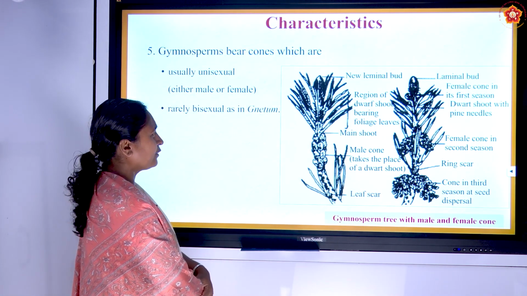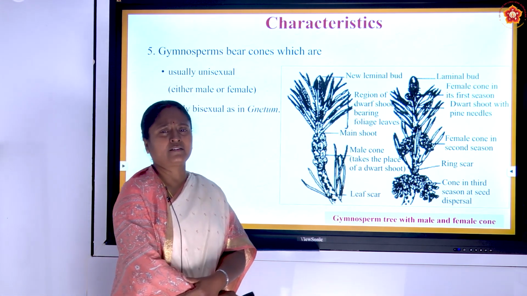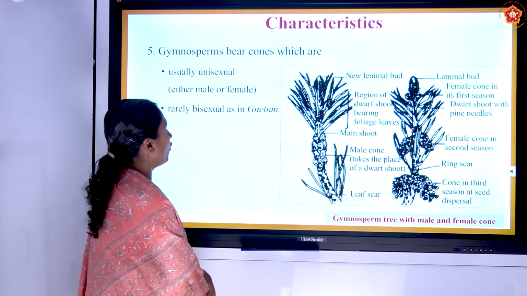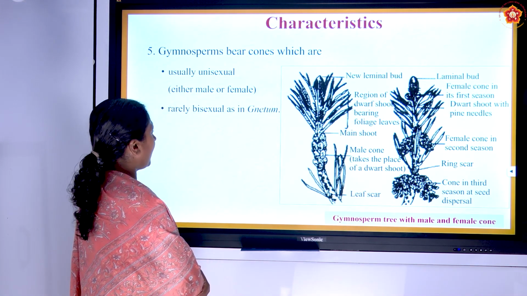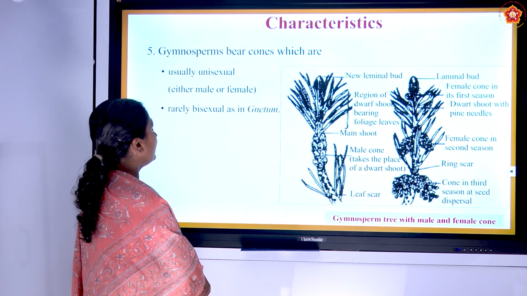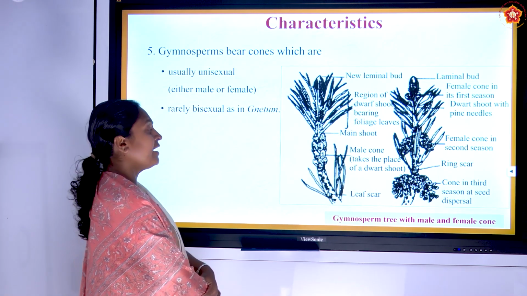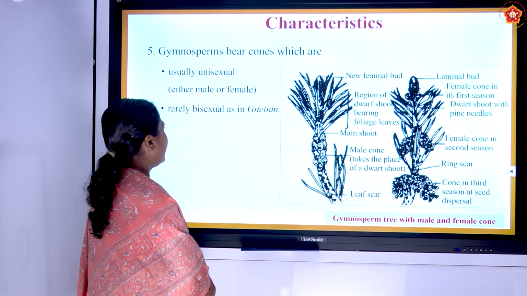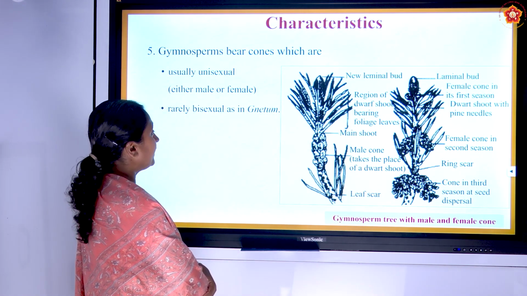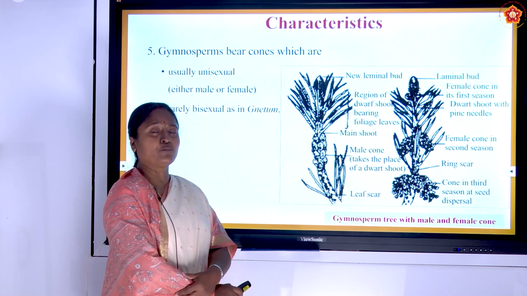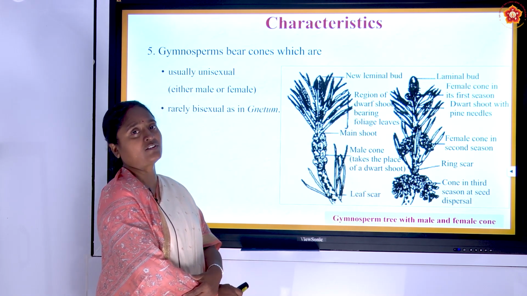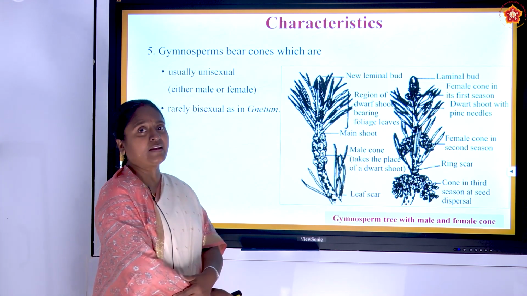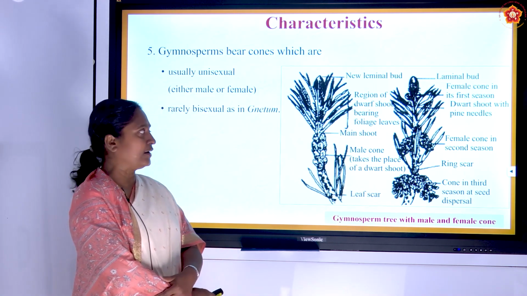They have a cone, which you can compare to the fruits of the higher plants. These cones are usually unisexual in nature, that is, either a male cone or a female cone will be present in the plant, and rarely we can see bisexual cones also, that is, both male and female reproductive structures present in the same cone. In the case of Gnetum, we can see bisexual cones.